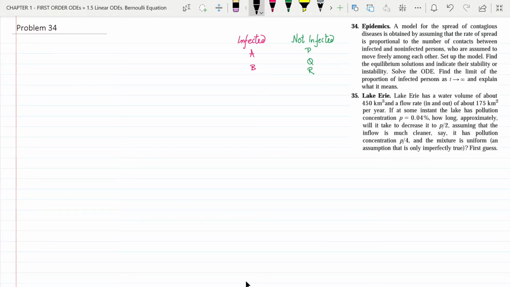Let us assume there are two infected persons, A and B, and there are three non-infected persons, P, Q, and R. So how many interactions are possible between the infected and non-infected persons? So A can interact with P, with Q, or with R. Similarly, B can interact with P or Q or R. So we can see there are 6 interactions possible. A can interact with P, Q, and R. Similarly, B can interact with P, Q, and R. So totally 6 interactions. This we get by multiplying 2 with 3.